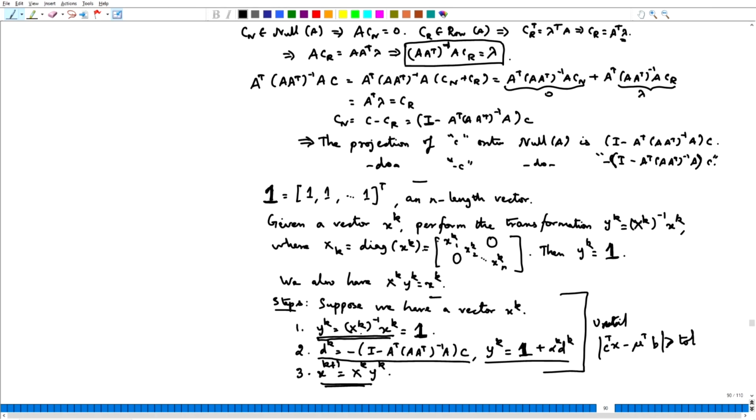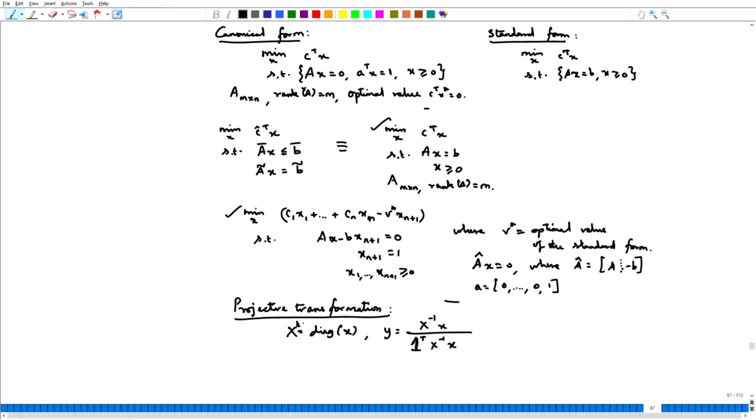So, you can recall that y_k is just X_k inverse x_k. Similarly here, if capital X_k is the diagonal of x_k, then y_k is X_k inverse x_k by 1 transpose X_k inverse x_k, okay. So, something that is very clear is that 1 transpose y_k is actually equal to 1, right. That is because you just put 1 transpose, you cancel and you get 1, right. It is as simple as that, okay.